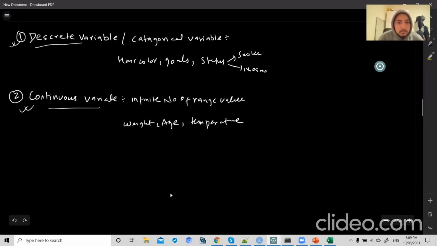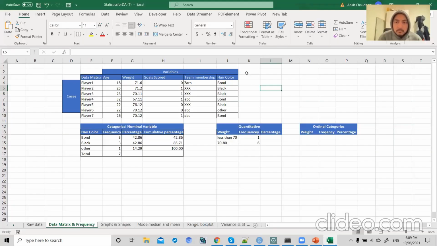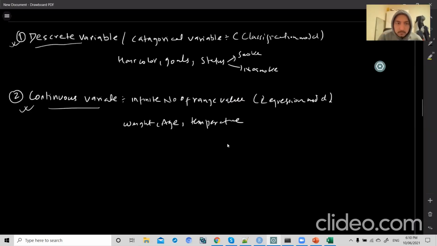In machine learning, discrete variables all go to classification models, and continuous variables all go to regression models. So here, is weight discrete or continuous? Continuous. So we have converted a continuous variable to a discrete variable. Which kind of discrete variable is this, either ordinal or nominal?